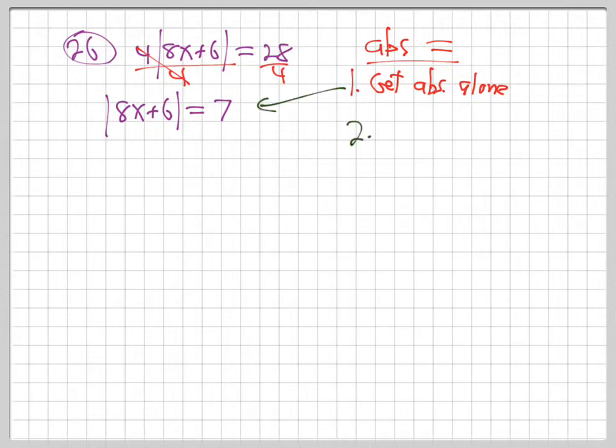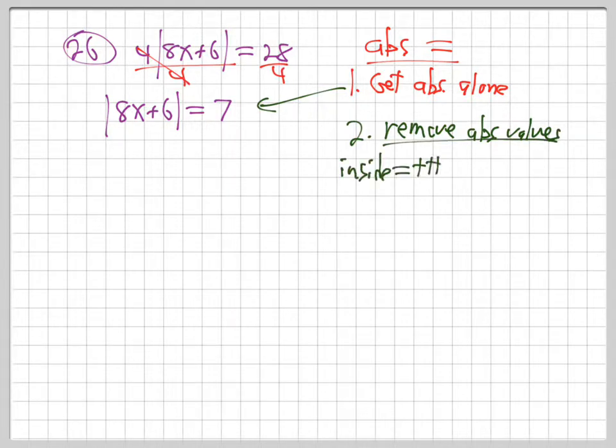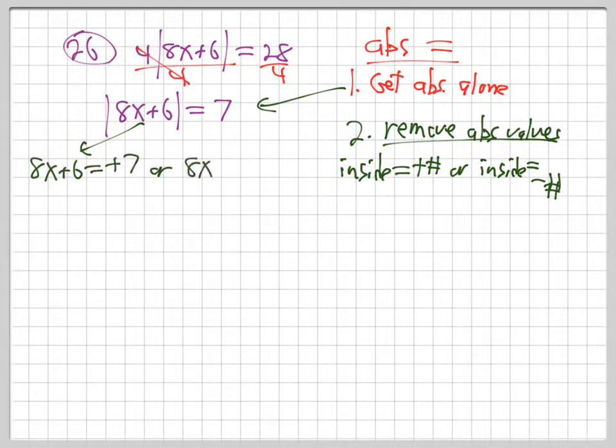So step 1, get it alone. Step 2, you remove again. See how it's almost the same? Remove the absolute values. And when you remove, you say inside equal to the positive number, or inside equal to the negative number. See how it's just always positive and negative? So we say, okay, inside your positive 7 or inside your negative 7. No more absolute values, we removed them.